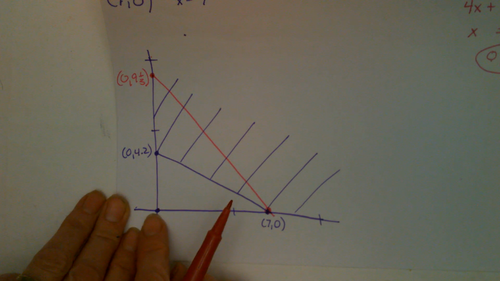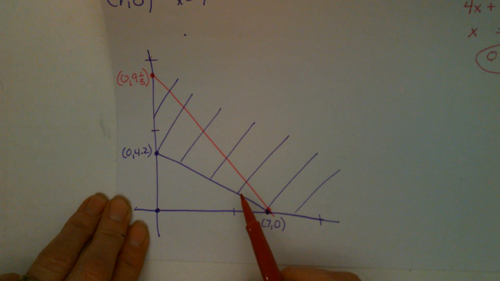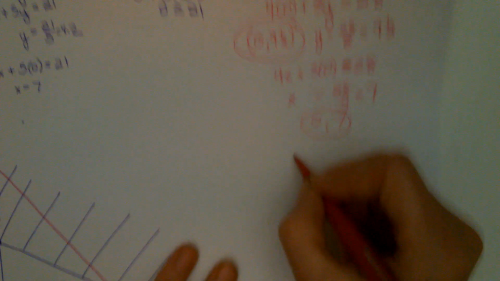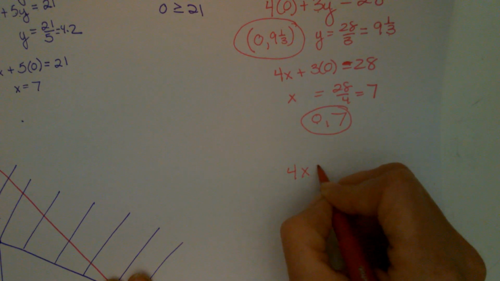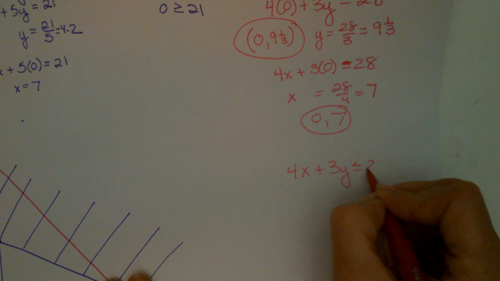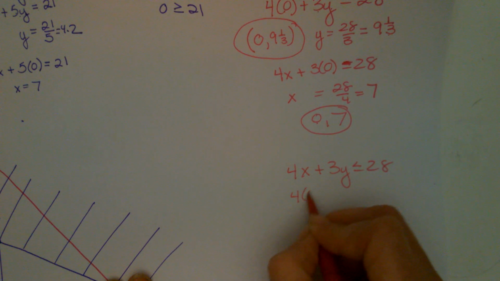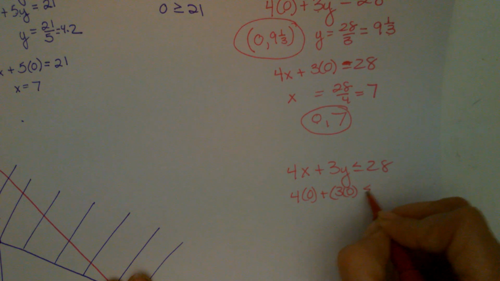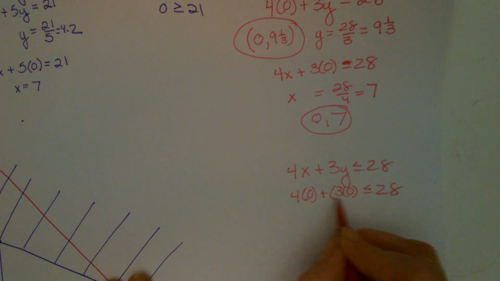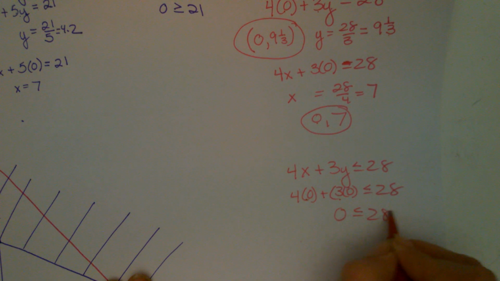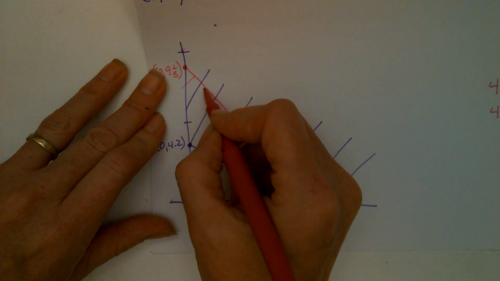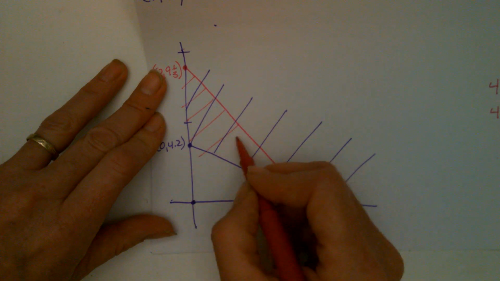And now we have to use our test point to see which side of this line is part of that inequality. So remember, we're going to test out 0, 0. So I'm going to bring this equation back down for us. 4x plus 3y is less than or equal to 28. And I'm going to test that point 0, 0. So 0, 0 is 0 less than or equal to 28. It is. So now I'm going to go ahead and draw my lines on this side. And I really don't have to go past that other line.